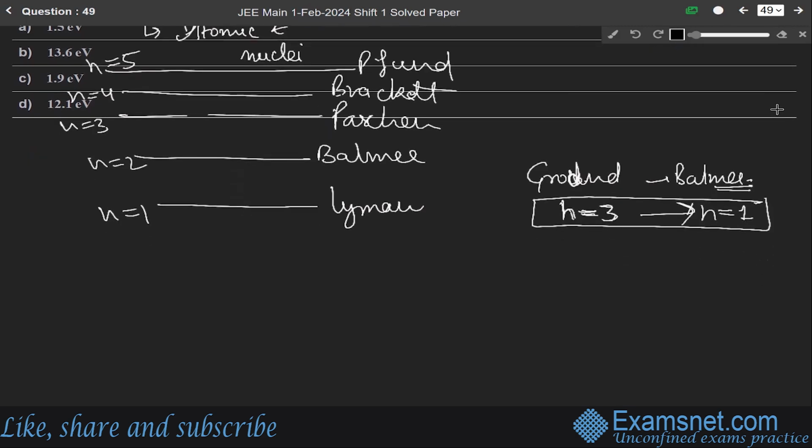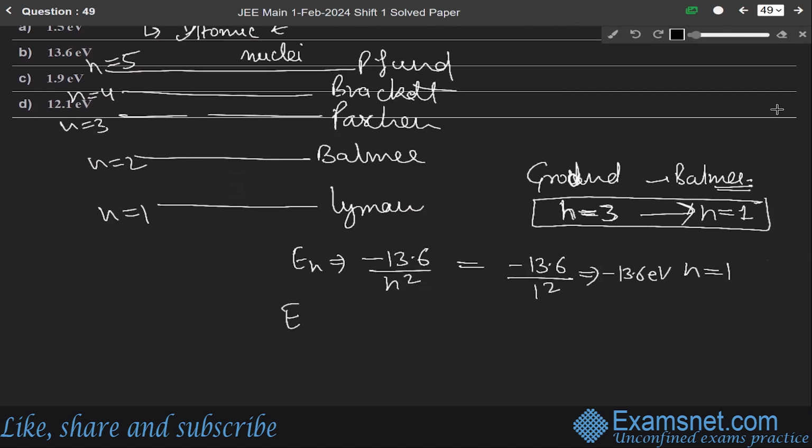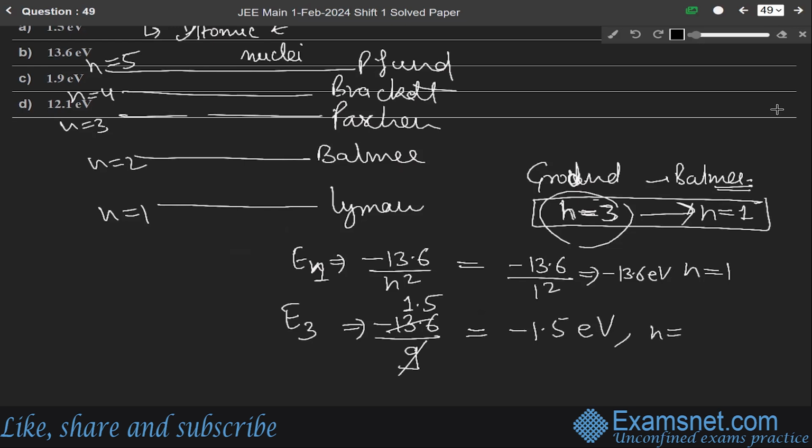Now in the ground state, a hydrogen atom has the energy minus 13.6 over n square. For the ground state, n equals 1, so it will be equal to minus 13.6 over 1 square, equals minus 13.6 electron volt. Now for n equals 3, so E3 will be minus 13.6 over n square, 3 square means 9. So it will be, 9 5's are 45, so minus 1.5 electron volt for n equals 3.